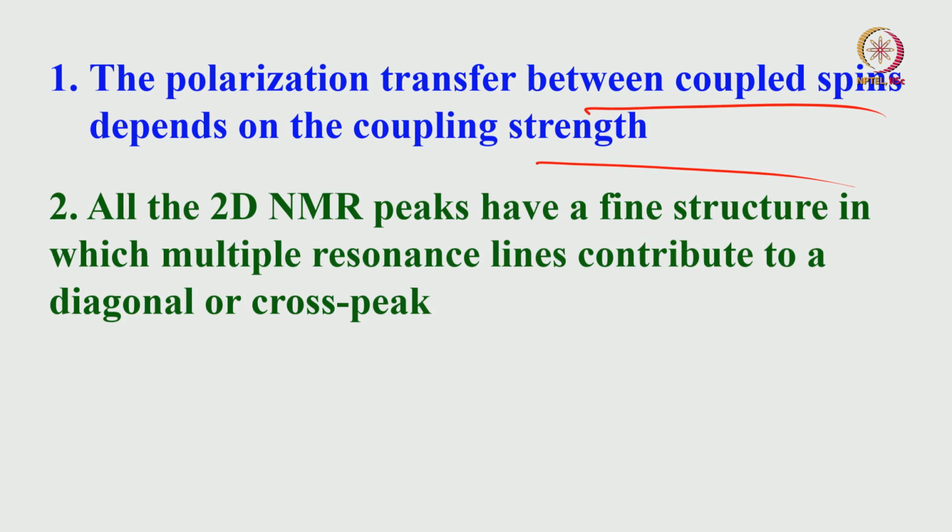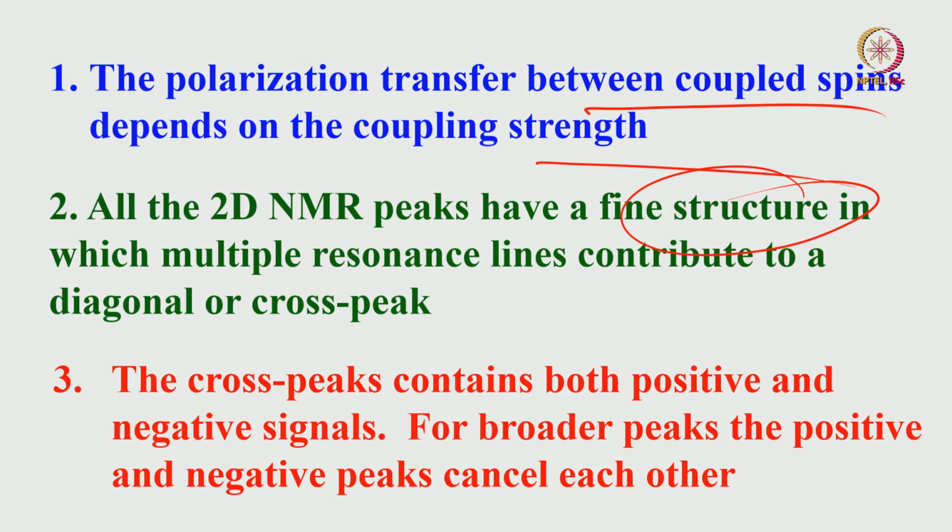And all the 2D NMR peaks have a fine structure and they contribute to diagonal and cross peaks. There will be coupling. So each peak, as I told you in the two spin system, each diagonal peak will be a four-peak square pattern. Each cross peak will be a four-peak square pattern. But in all these bigger molecules, the resolution is not there. We didn't see it, but in principle, there are fine structures. And a cross peak contains both positive and negative signals, whereas a diagonal peak contains only the positive signal. That's what we also discussed. I discussed the pattern of the diagonal peak and cross peak.